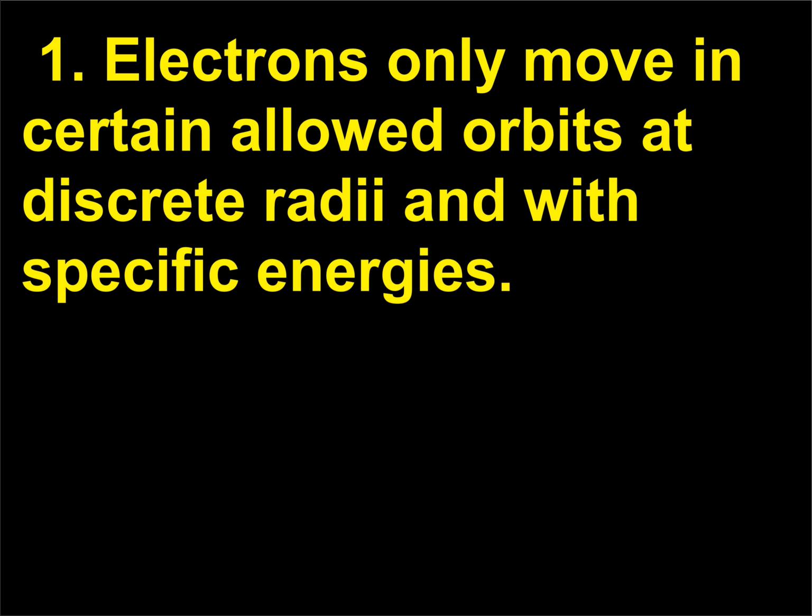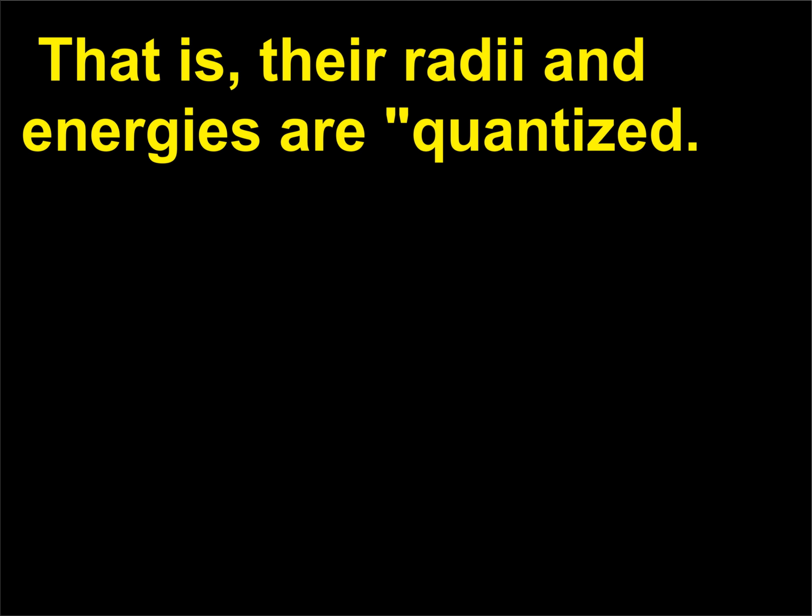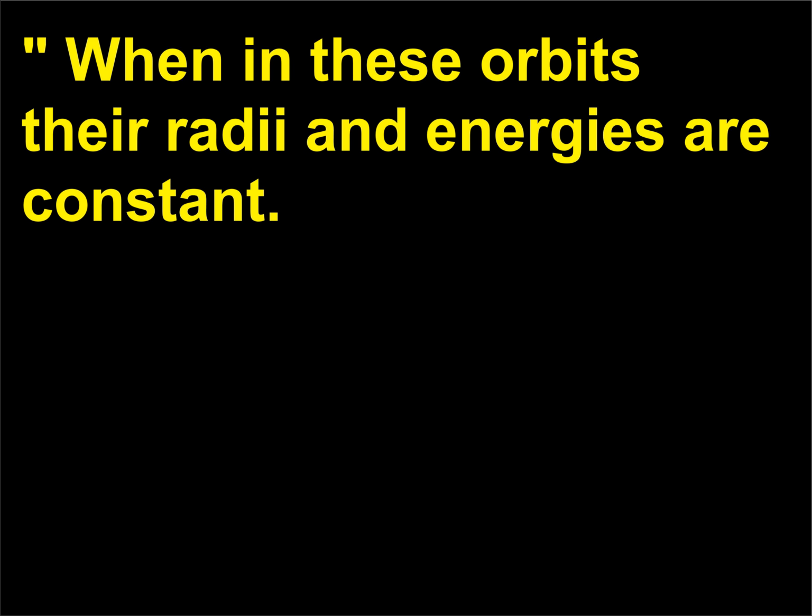1. Electrons only move in certain allowed orbits at discrete radii and with specific energies. That is, their radii and energies are quantized. When in these orbits their radii and energies are constant, the atoms do not emit or absorb radiation.